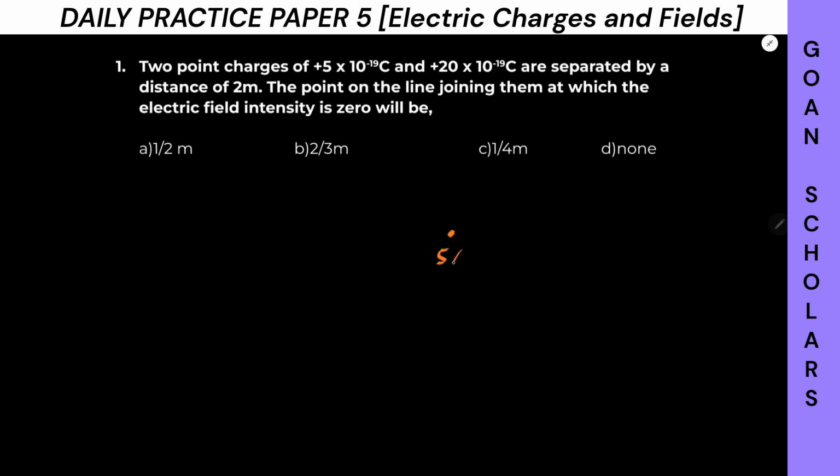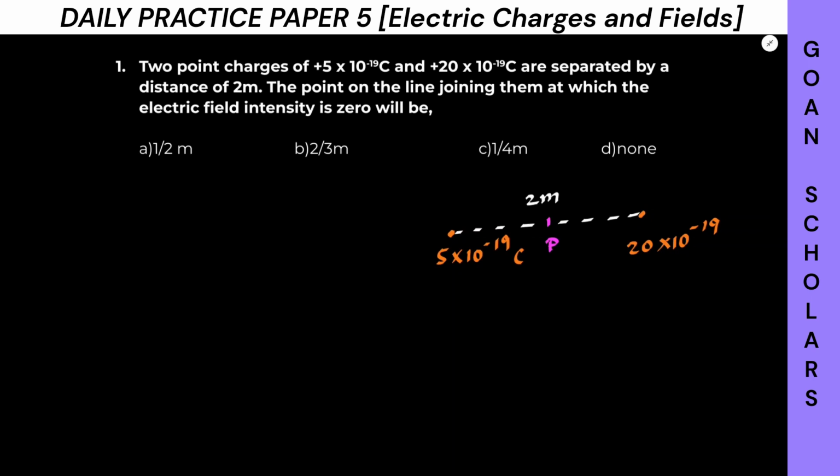Here it is 5 × 10^-19 coulomb. And let's say here it is 20 × 10^-19 coulomb, right? And the separation between them is how much? 2 meters, right? So they are separated by a distance of 2 meters. Now let's say at any point P, the electric field is 0. Be very careful, this point P is not the midpoint.